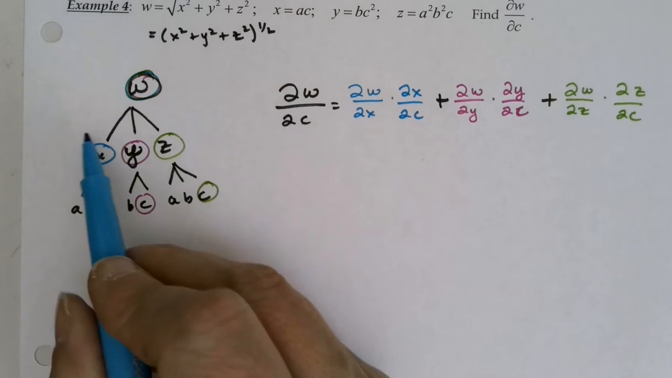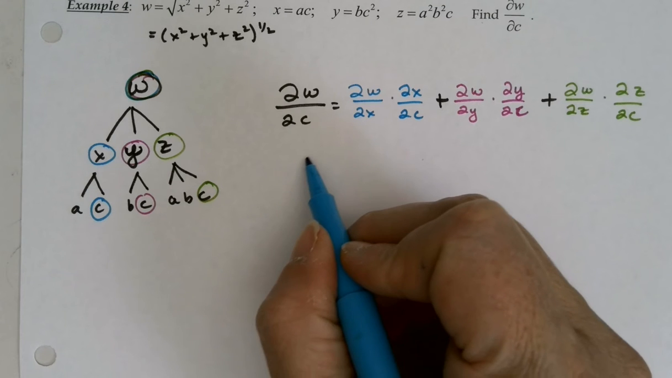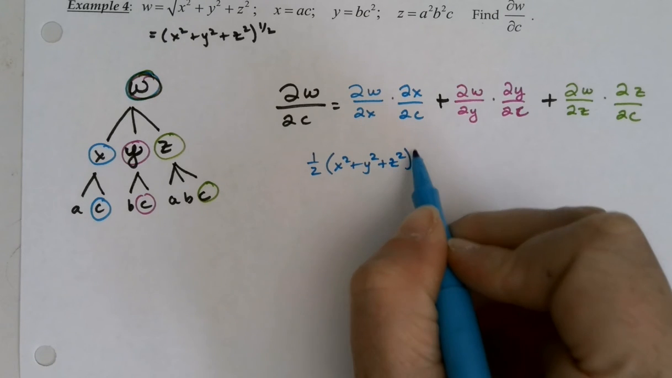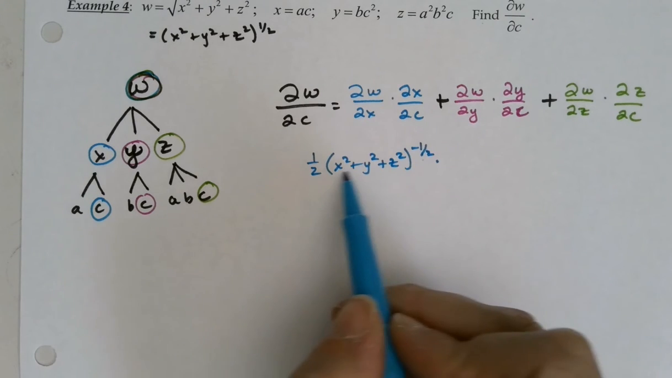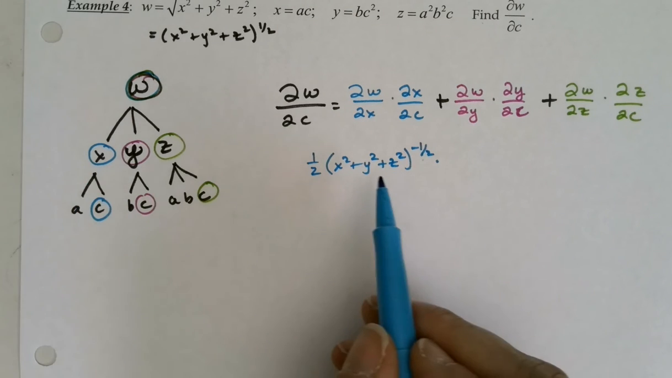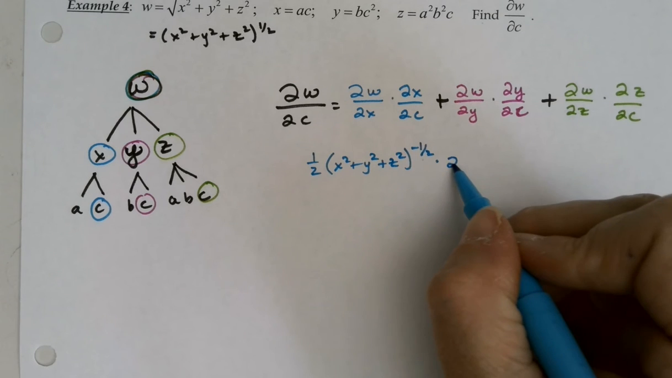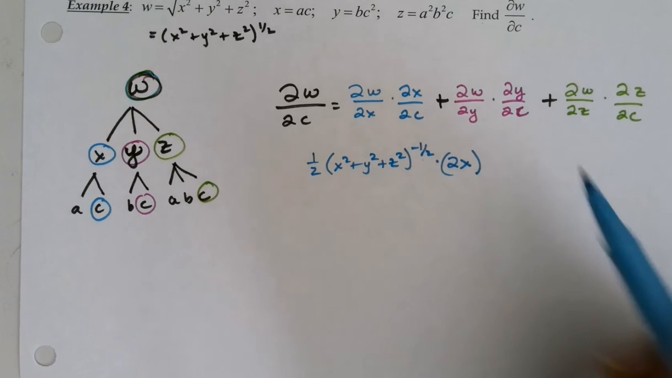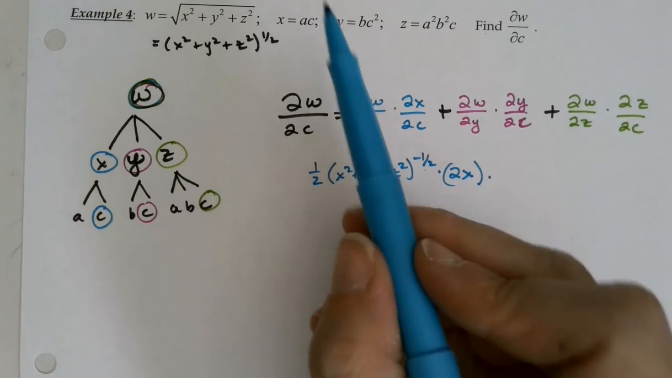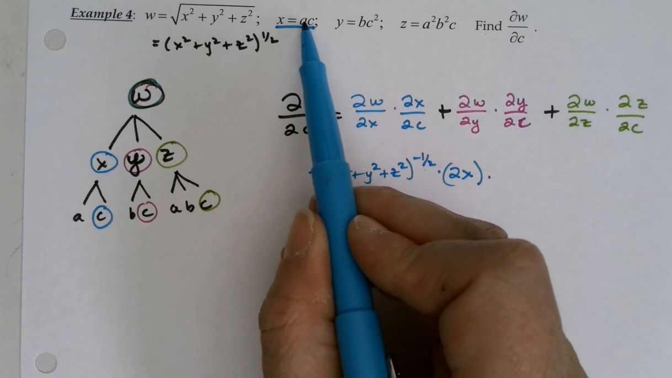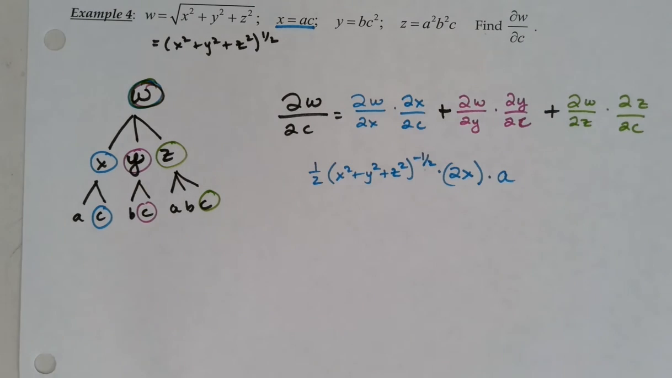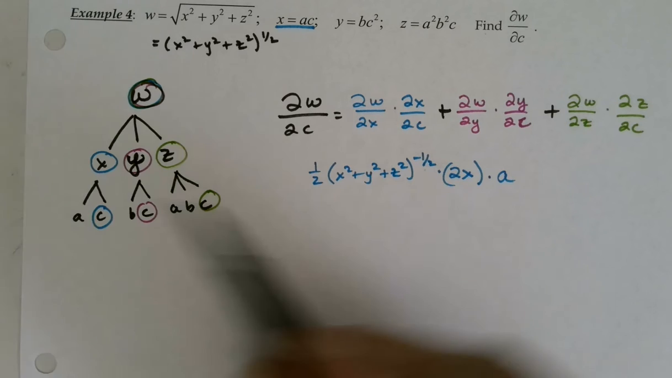Okay, so let's start with the w-x piece. That would be 1/2 times x squared plus y squared plus z squared to the negative 1/2 times the derivative of the inner part with respect to x. Well, that means x is the only variable and these two things are constants. So that would be 2x. Then I want the derivative of x with respect to c, which is just a, because that's a constant times c. All right, that's that piece.